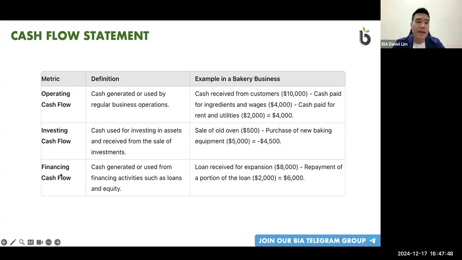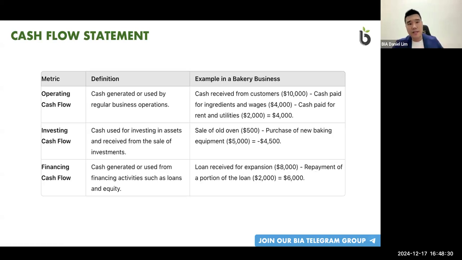So it's negative. Now the next thing we need to take a look at is financing cash flow. This is where cash is used for financing purposes, for example loans. Maybe money comes in from taking a loan from a bank, and then I record it there. Let's say I'm a bakery business and a loan received for expansion is 8,000. So in my financing cash flow there's 8,000. Then every single month or so, I will need to repay the loan, which concerns financing too. So I will also record repayment of a portion of the loan, 2,000. So at the end, my financing cash flow is a positive 6,000.